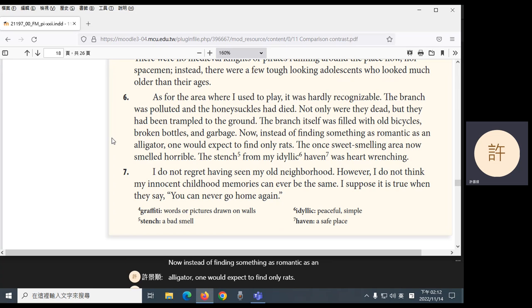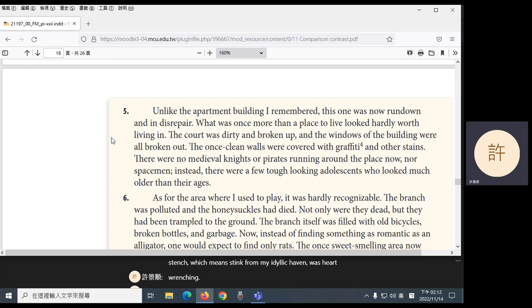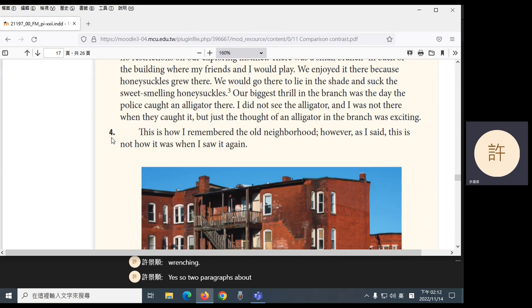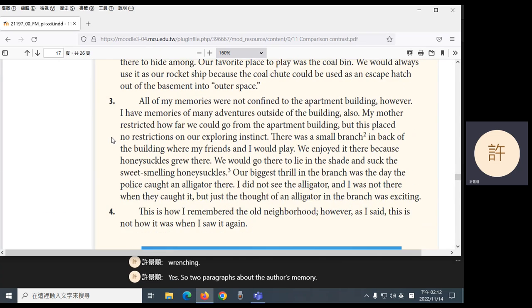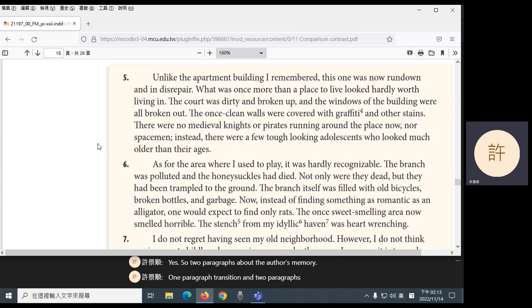The once sweet-smelling area now smelled horrible. The stench, which means stink, from my idyllic haven was heart-wrenching. Yes, so two paragraphs about the author's memory, one paragraph transition, and two paragraphs about what the author sees today.